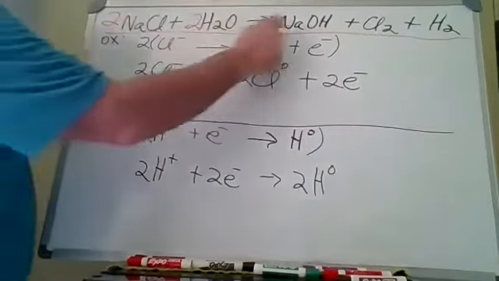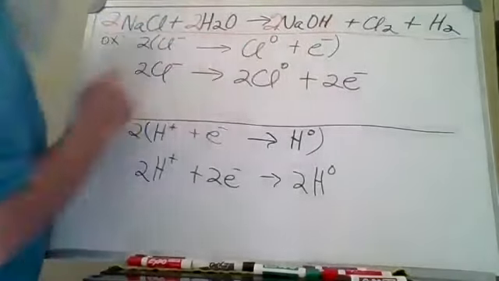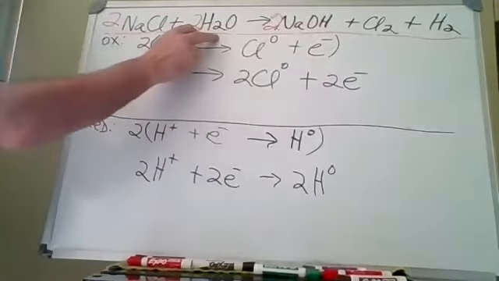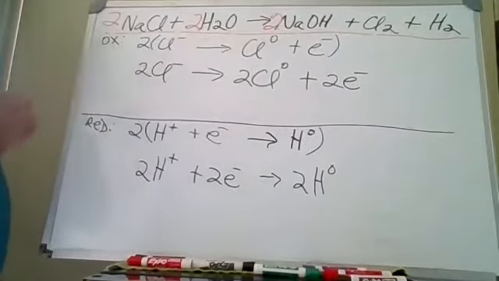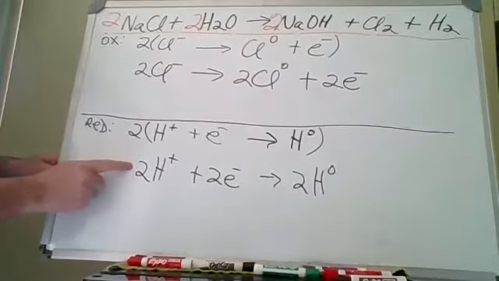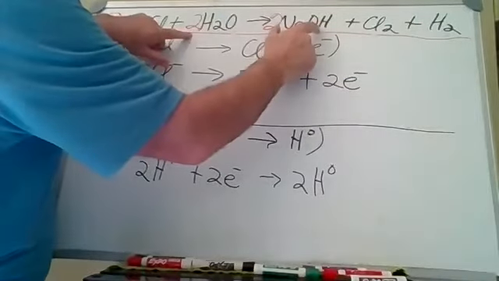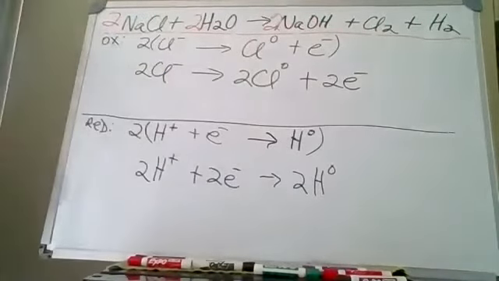Here I have two sodiums, two chlorines, two chlorines, right? Two oxygens, two oxygens. Now I should have four hydrogens, but only half of them should be reduced. Only two of them should be reduced. So here's the two that are being reduced. Here's the other two that are not being reduced. Okay, so we're done. This is good.